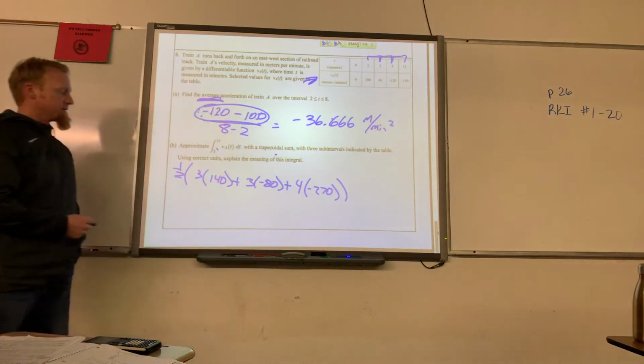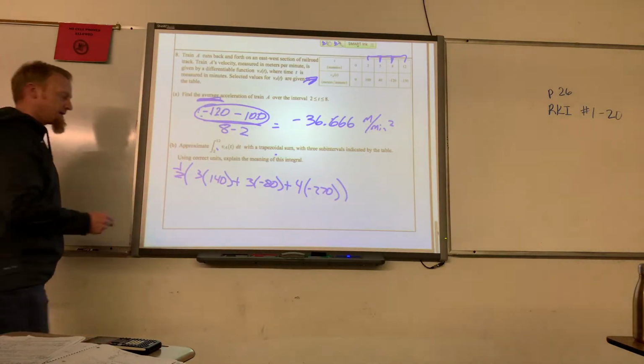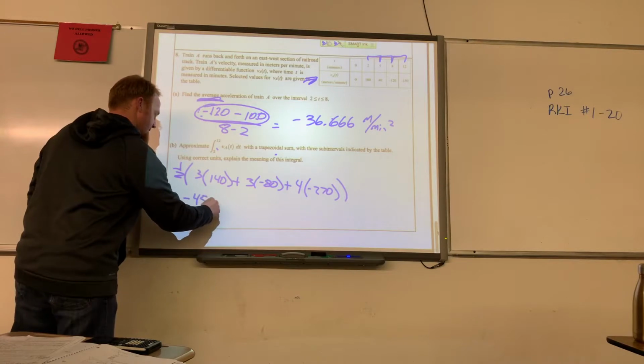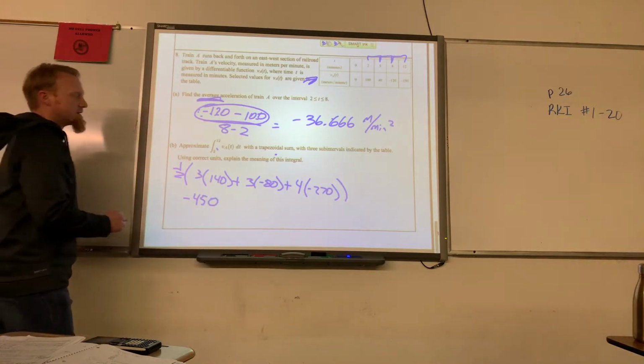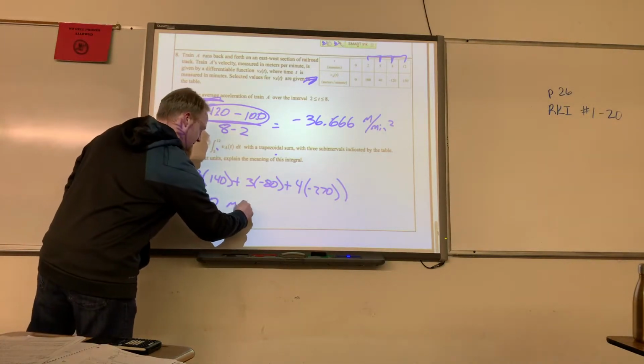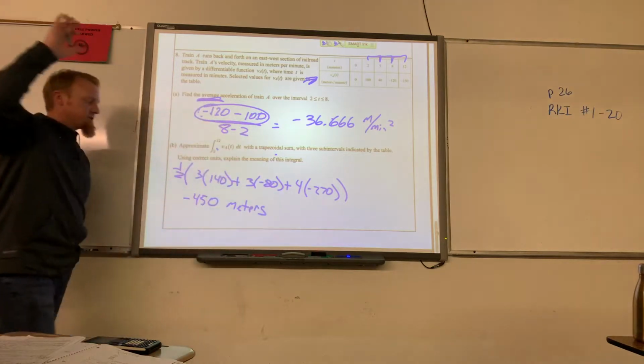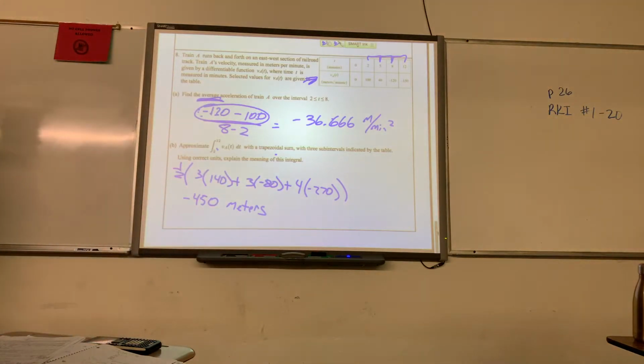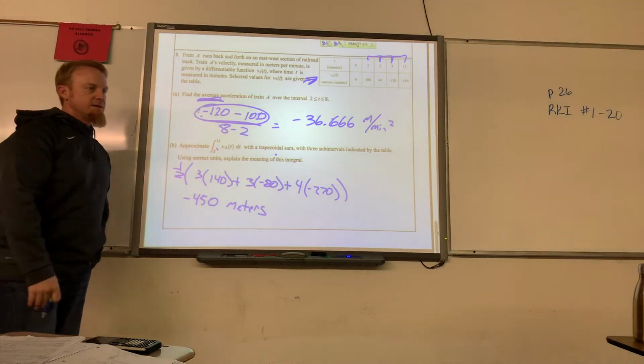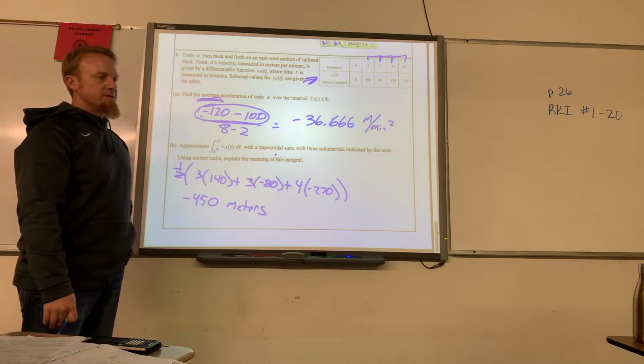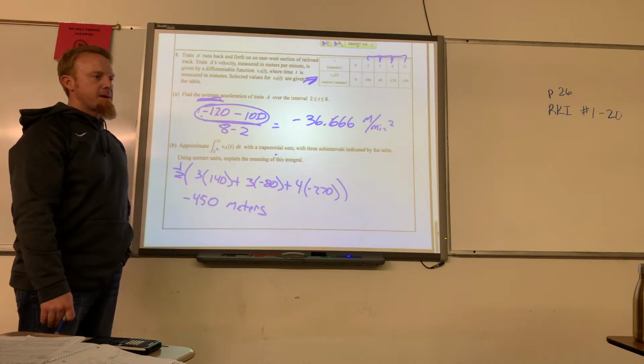Anybody have this value for me? Negative 450. Units? Okay, somebody else raise your hand and tell me how we get meters. There's 2 different ways we can get meters. Mallory? Because the minutes cancel. Why do they cancel? You've got to tell me one of 2 ways that they cancel.